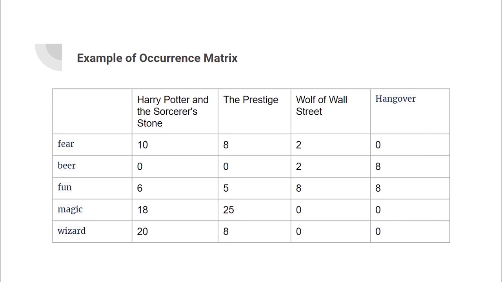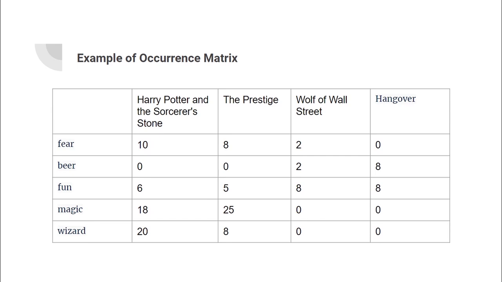I have picked 5 words for which I am going to see the weight, or create the occurrence matrix here. I have taken the word fear and I found that it is occurring 10 times in Harry Potter and the Sorcerer's Stone. As a general intuition, you can say that the word fear may be most frequently occurring in that movie, right? Harry Potter is basically a wizard or magical movie, so there it is very common to see the word fear.